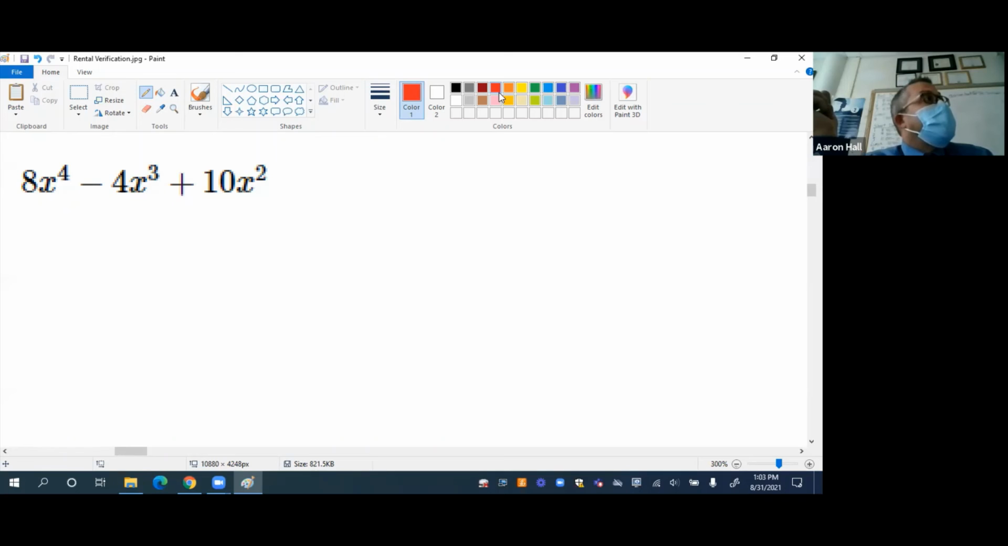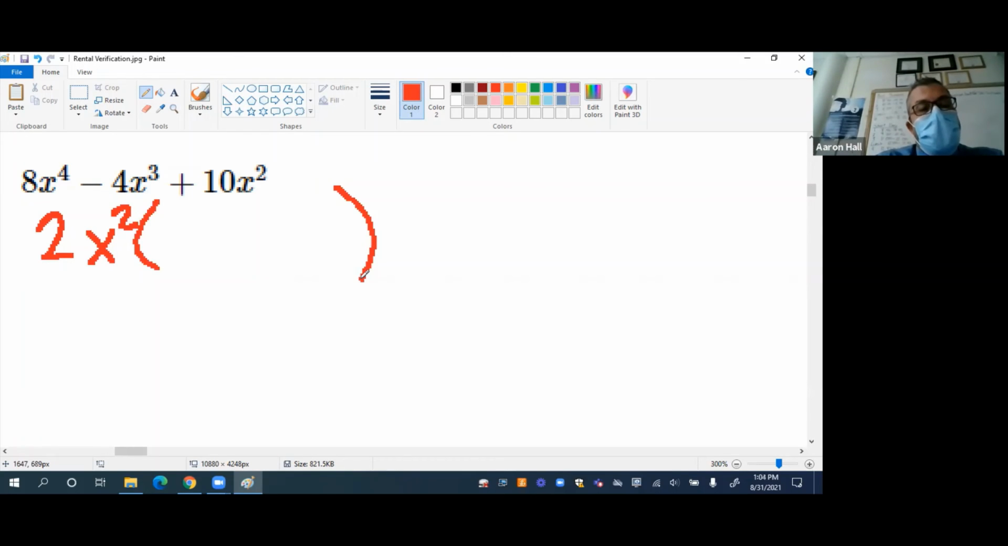Ethan, are you stuck? Ethan, what did you do? What was your first step? Well, I guess I got 2x squared. Okay, so you factored out a 2x squared. Then what's left over if you factor out a 2x squared? Then there's the 10x squared and the 5, right? Yep.